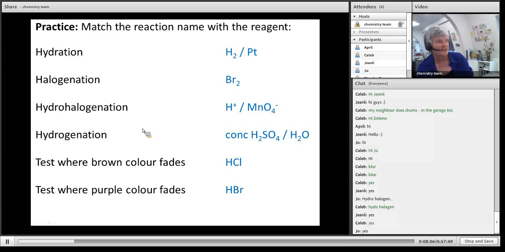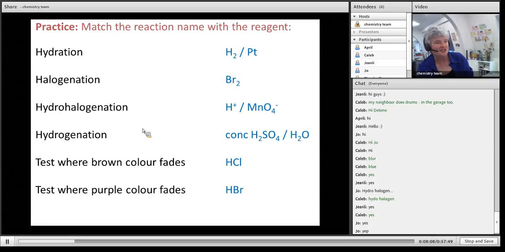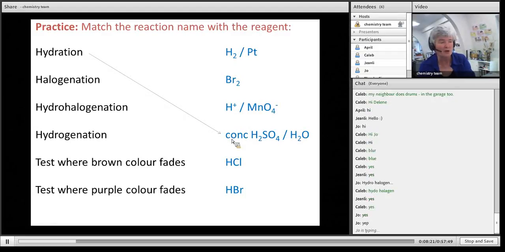So very briefly then, hydration, I hope you matched it with water. So look for something with water. But if you just wrote water in your reaction conditions, it would be marked incorrect. You do need the conc. sulfuric acid with it. Then halogenation, it could be Cl2 or Br2, one of the others. Hydrohalogenation, it's a hydrogen with a halogen, so you could have used HBr as well. Both of these are hydrohalogenation.